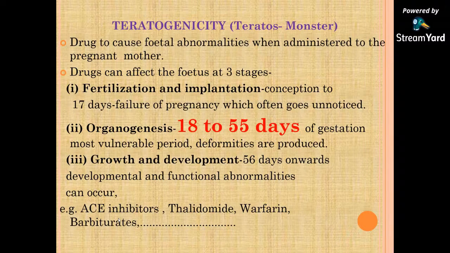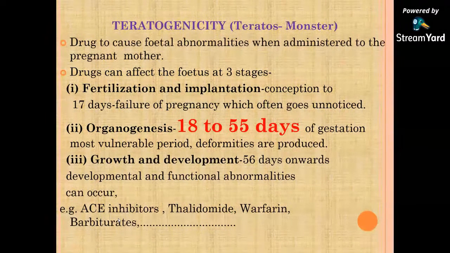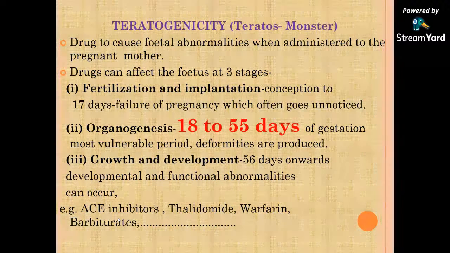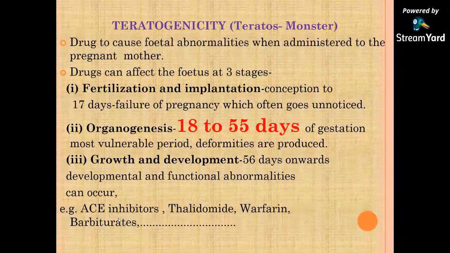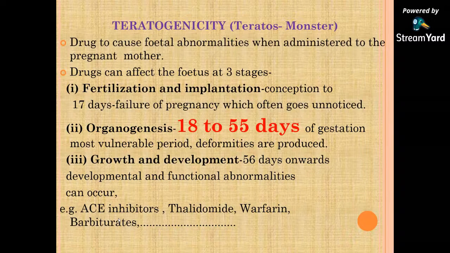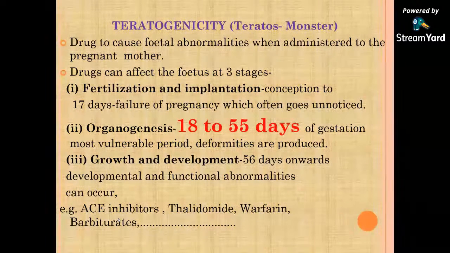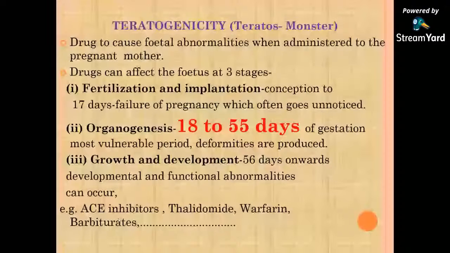This teratogenic effect occurs at three stages of pregnancy. The first is fertilization and implantation, that is conception to 17 days, failure of pregnancy, which often goes unnoticed. The second is organogenesis, 18 to 55 days, the main period of gestation. It is the most vulnerable period, in which most of the organs develop in the fetus. The third is growth and development, 56 days onwards, in which developmental and some functional abnormalities can occur.